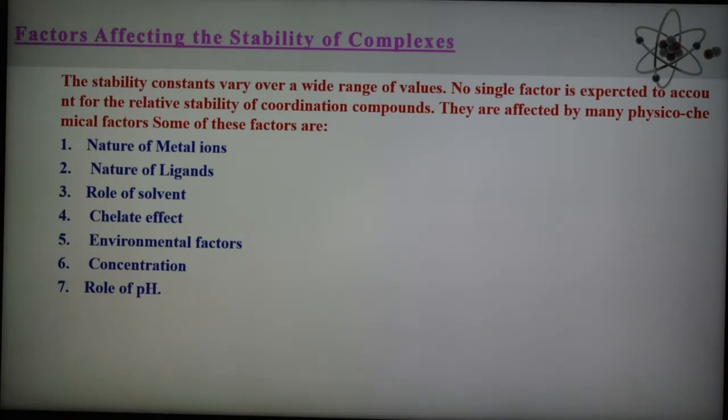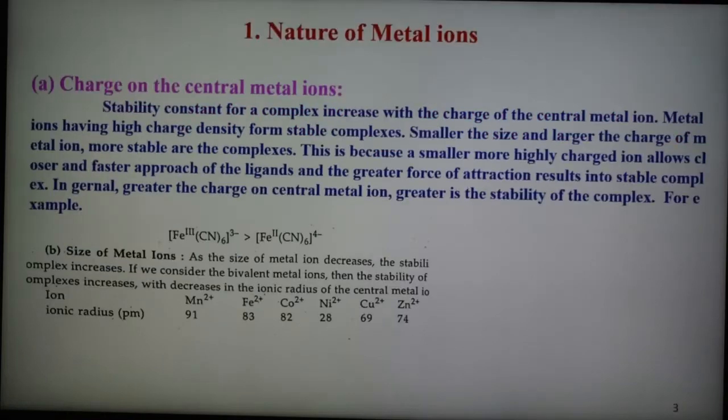They are affected by many physical and chemical factors, and these are some important factors which affect the formation of the complex. The first factor is the nature of the metal ion, which has three parts. The first part is the charge on the central metal ion, the second is the size of the metal ion, and the third is the electronegativity or charge distribution of the metal ion.